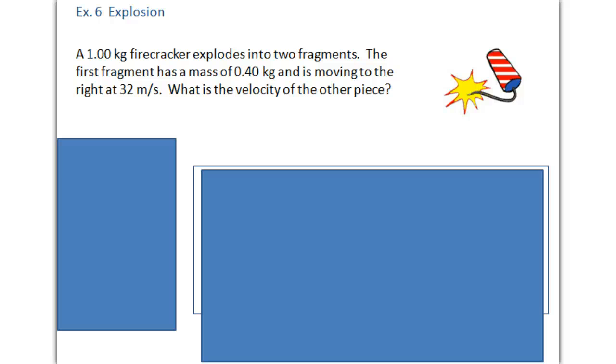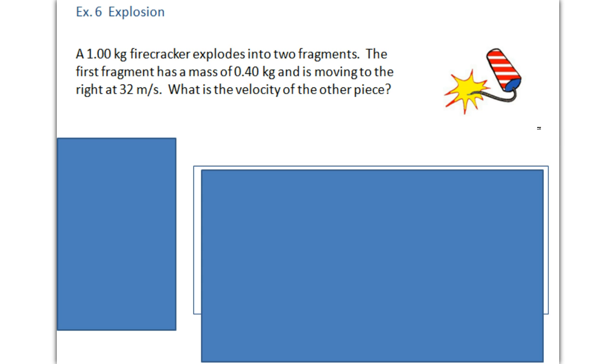Okay, next couple examples are going to look at explosion types of events. So here we have a 1 kilogram firecracker that explodes into two fragments. The first fragment has a mass of 0.4 kilograms and is moving to the right at 32 meters per second. What is the velocity of the other piece?